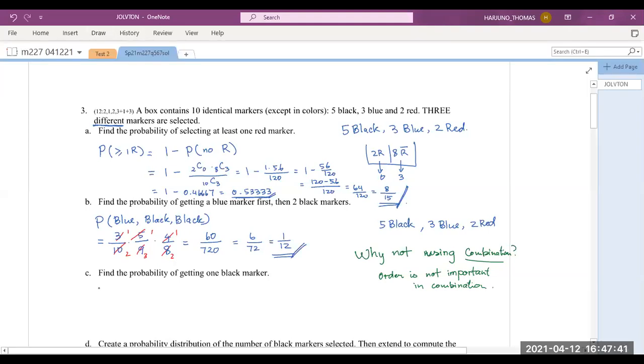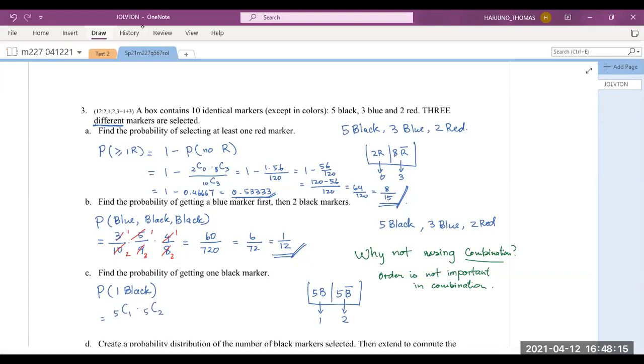Part C, find the probability of getting one black marker. Now, notice that here, they don't say that one black marker is the first one or the second one or the third one. Just one black marker. In other words, the order doesn't matter, right? So we have 5 black markers and 5 not black. To get 1 black marker, it means the other two, remember, we need to get 3 markers, right? The other two are not black. That will be 5 choose 1 times 5 choose 2.